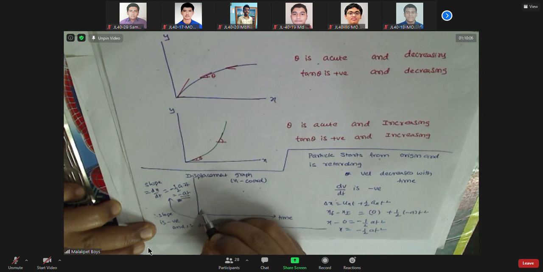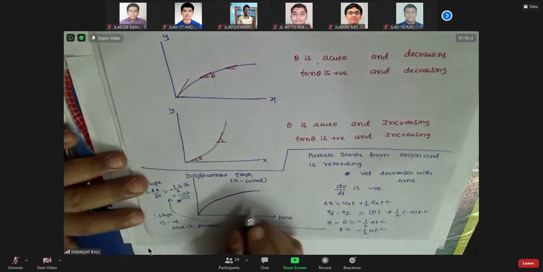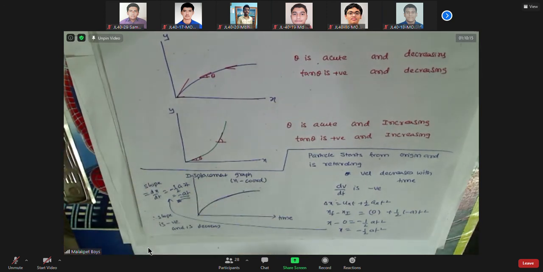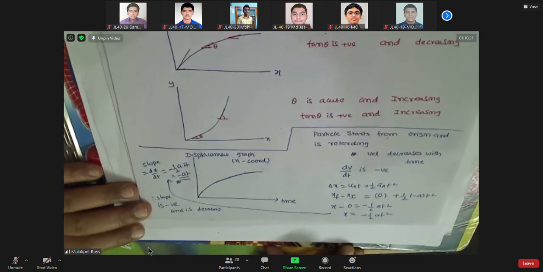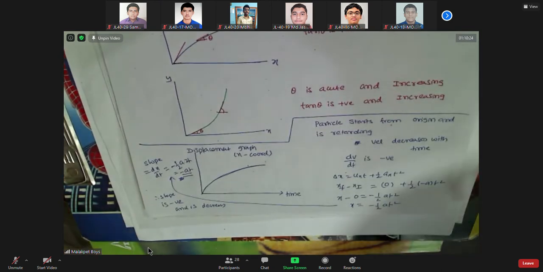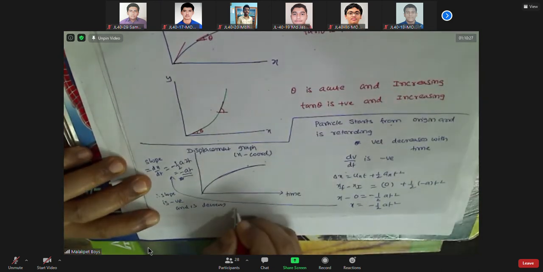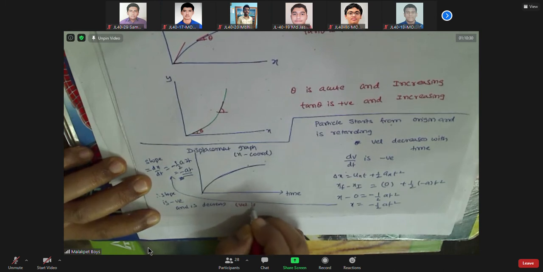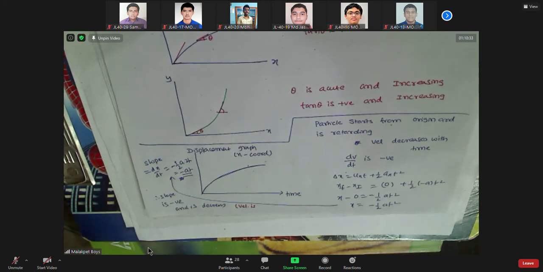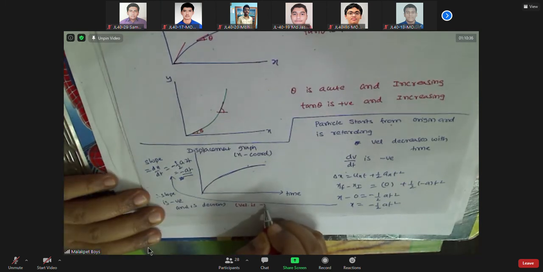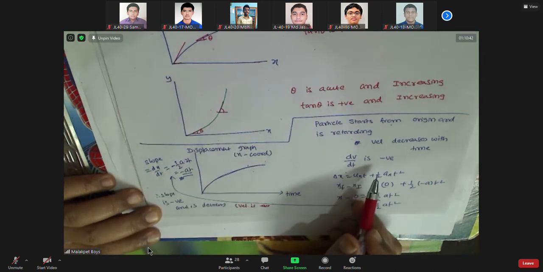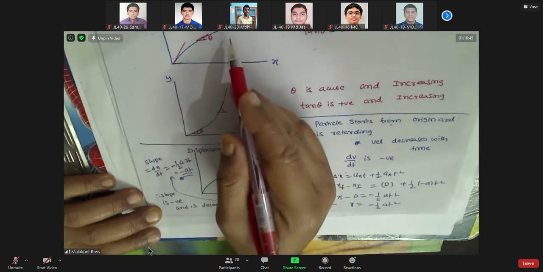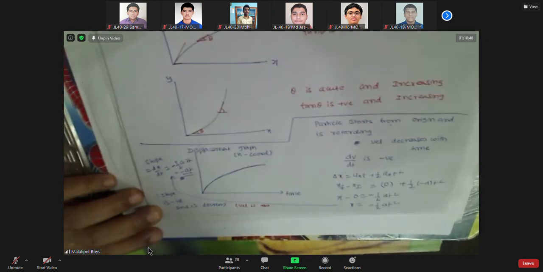That means here this is so, because velocity is decreasing or not? Yes, sir. Understood this? Clear? Sir, one doubt. Hmm? Sir, this curve in green, sir, this one. Is it positive and decreasing, sir?